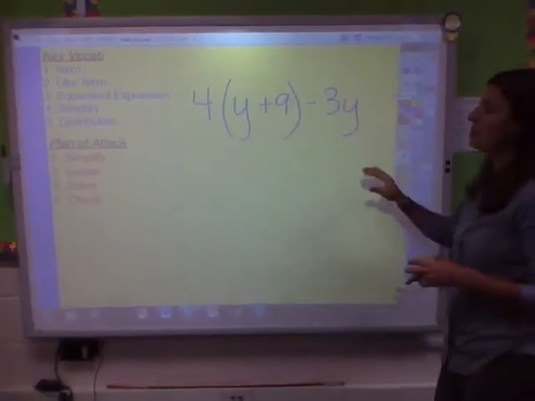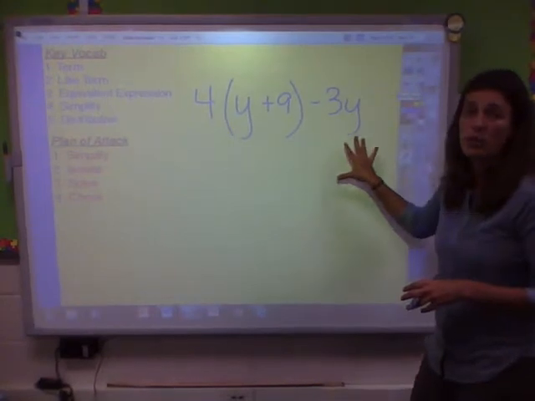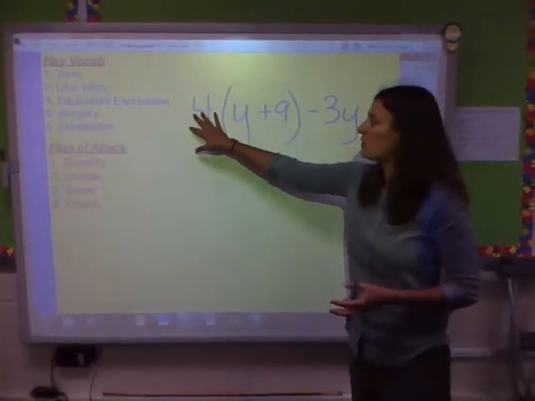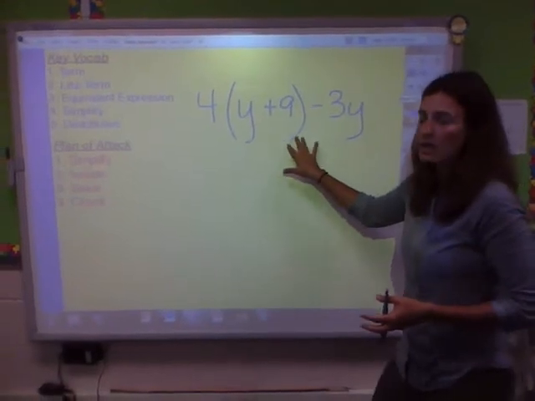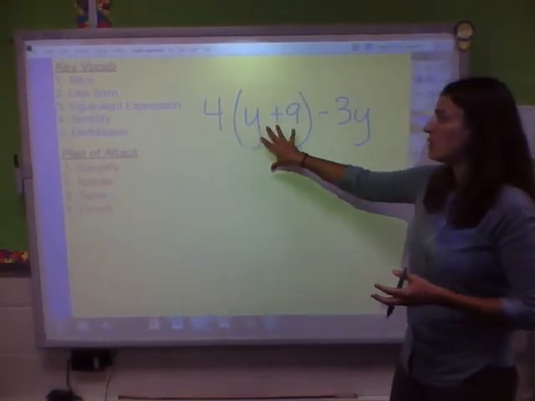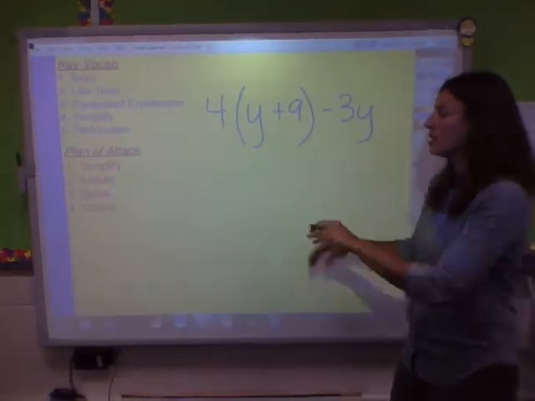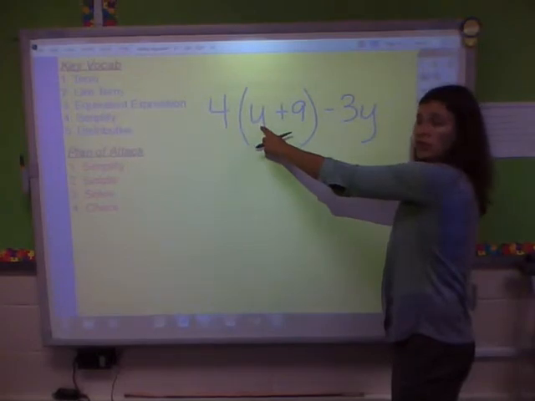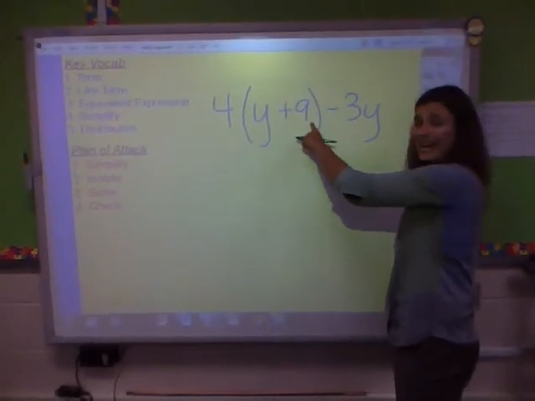On my next problem, I look at this. This is also an expression. There's no equal sign. This is going to be a little bit of a new concept for you, though. It's the idea of the distributive property. We all know that we do what's inside parentheses first. But the problem is, I don't know what this variable stands for, and I have to add 9 to it.